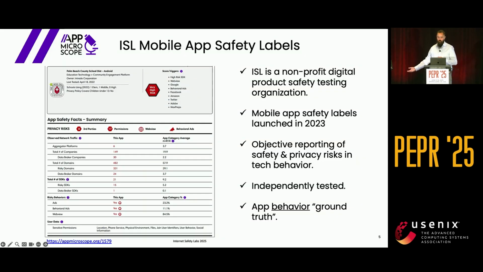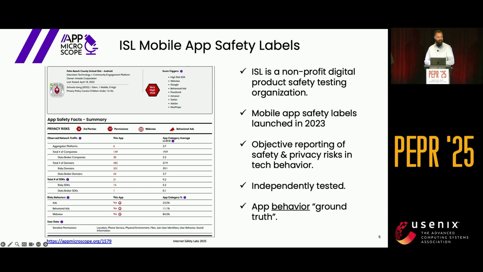If you haven't seen this before, or you aren't familiar with our work, we're a nonprofit organization focused on digital product safety testing, and our main effort is generating safety labels for websites and mobile apps. This is an example of a mobile app safety label where we display information relating to an app behavior both observed by an inspector and seen in network traffic. This particular app has the dubious distinction of being the worst app we've inspected to date. Luckily for users, though, it is no longer available in the App Store.